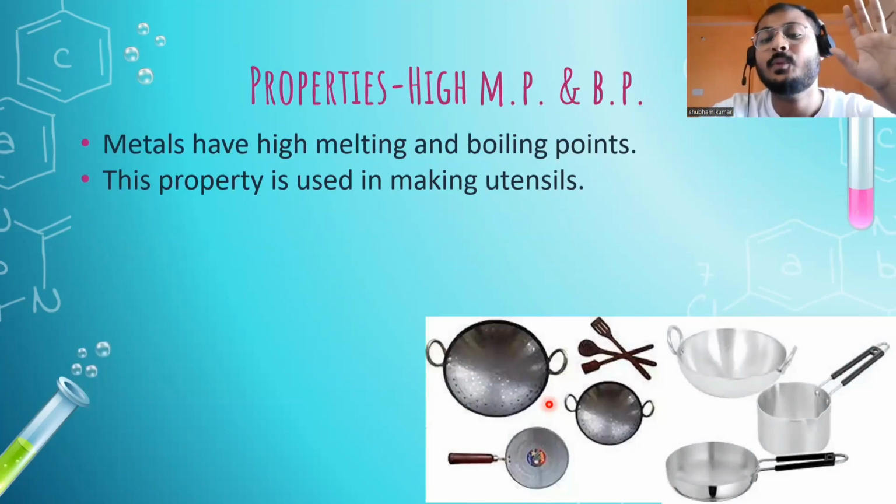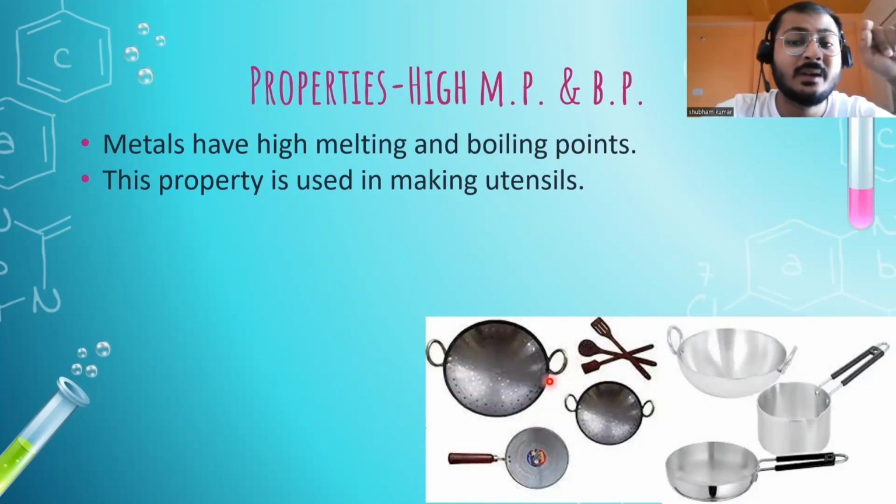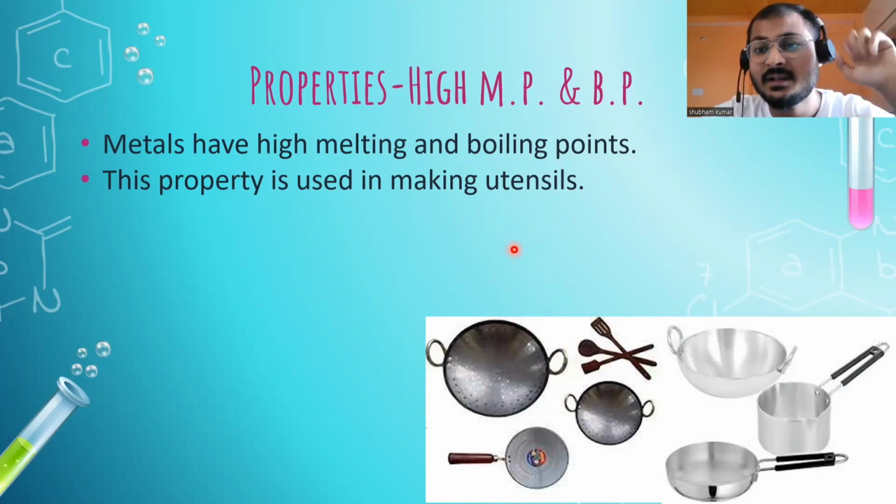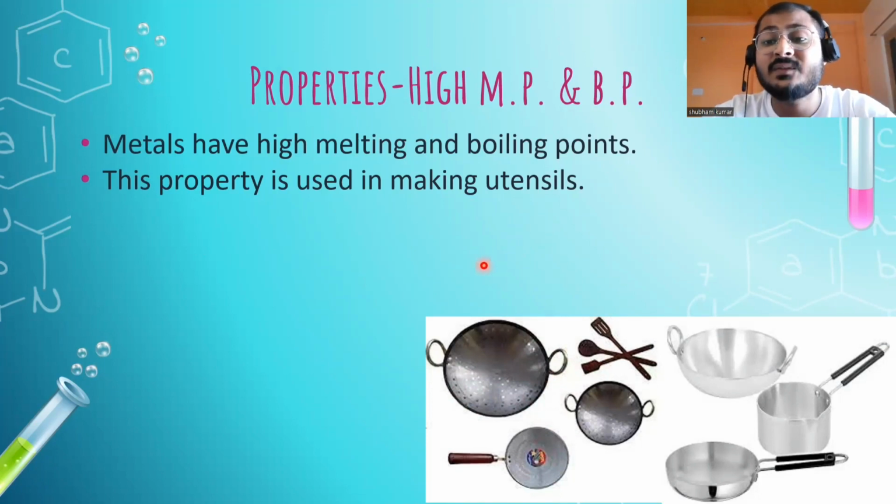and very high boiling point. What do I mean to say? So if we have a solid metal, and if we want to change that metal into liquid state, that means we have to melt it down, and in that case we have to reach a very high temperature to change that metal from solid to liquid state. That is why it is written metals have high melting and boiling points.